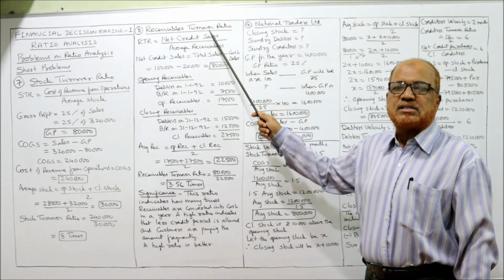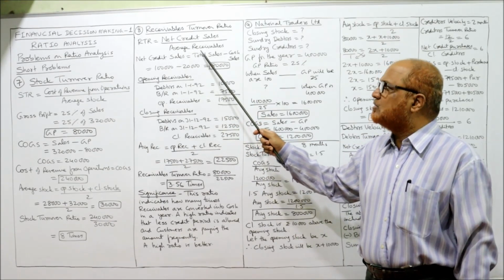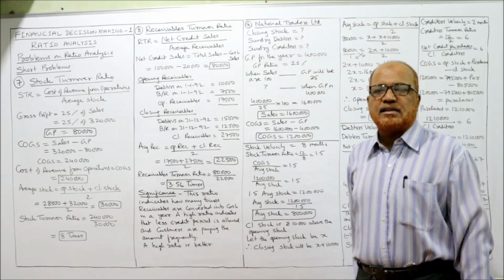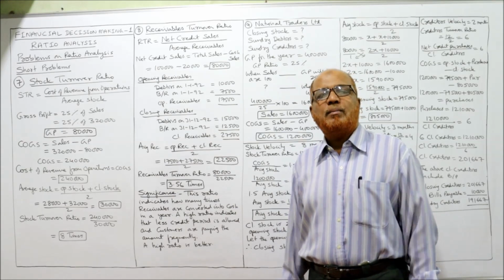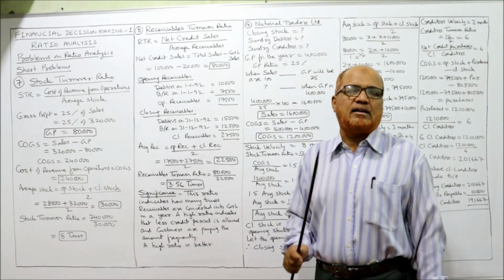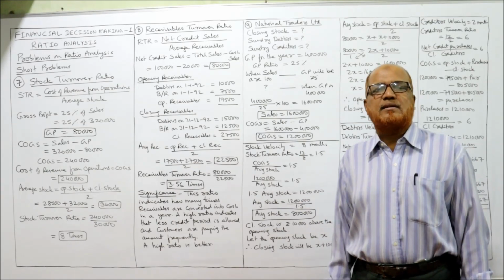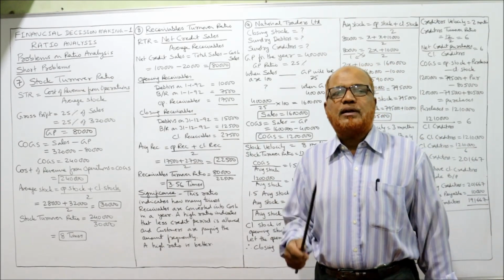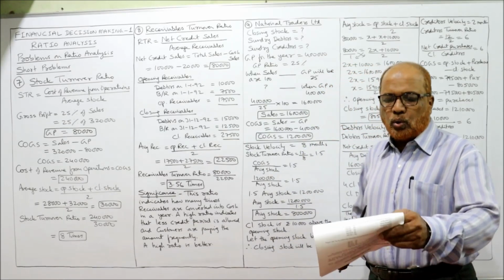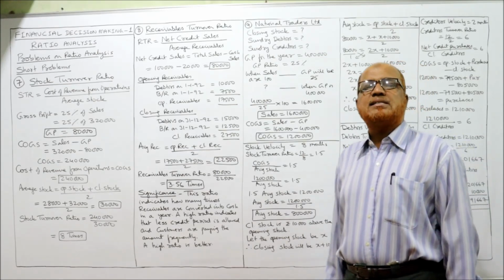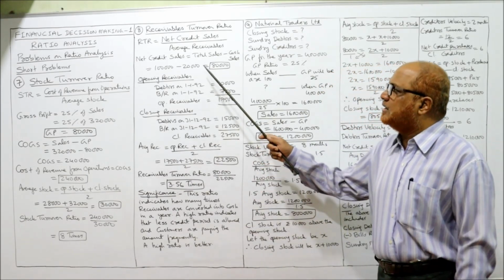The formula for receivables turnover ratio is net credit sales divided by average receivables. Net credit sales is not directly given. It is given total sales and cash sales. Remember, 2 types of sales are there, cash sales and credit sales. So total sales is equal to cash sales plus credit sales. But we want credit sales. So credit sales is equal to total sales minus cash sales. Total sales are given 1 lakh. Cash sales are given 20,000. So 1 lakh minus 20,000, 80,000 is the credit sales.